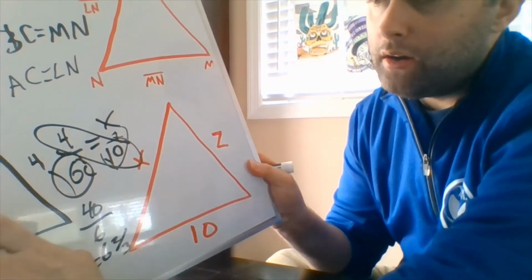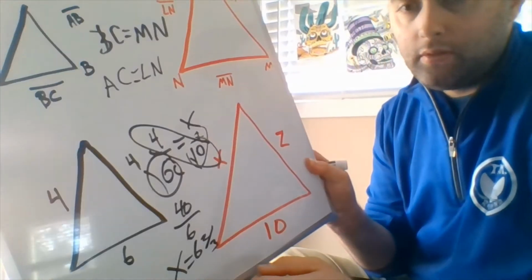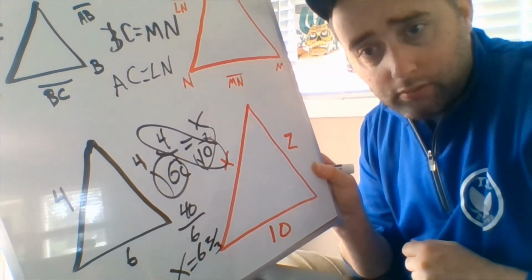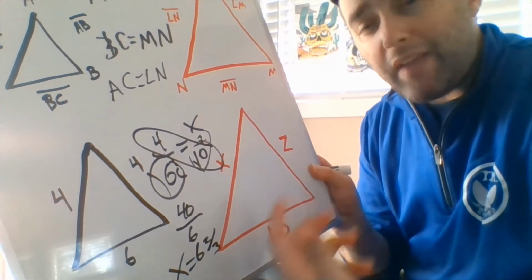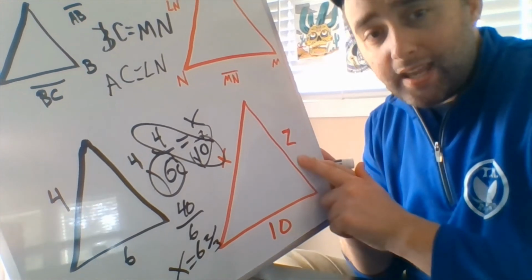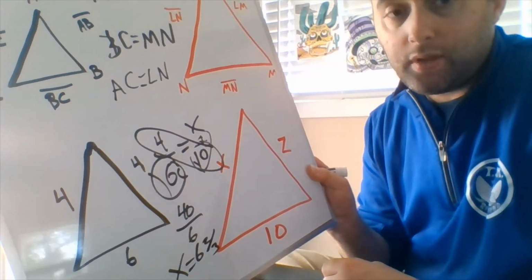Now, over here, the left and the right are equal. They're both 4. So over here, if X is 6 2/3, Z is also going to be 6 2/3. So there you go. There's your learning time for today.